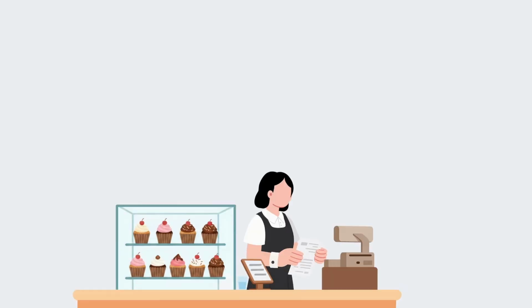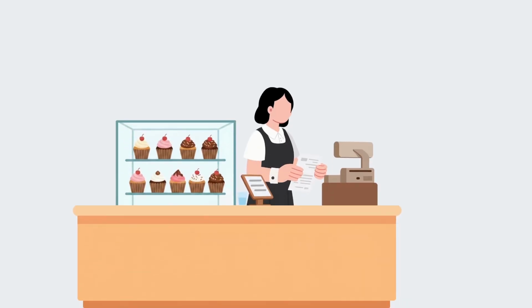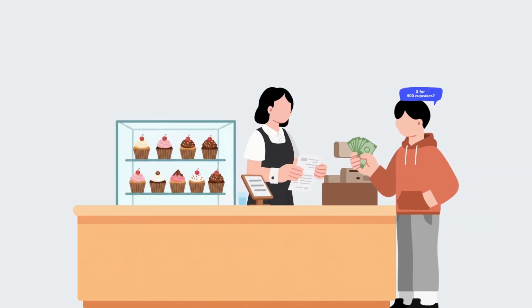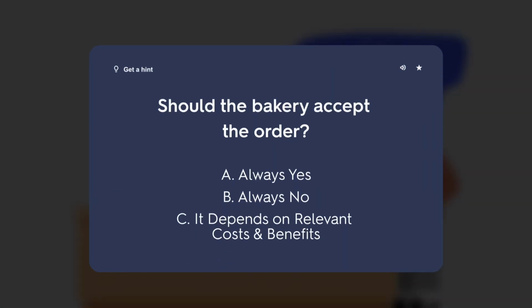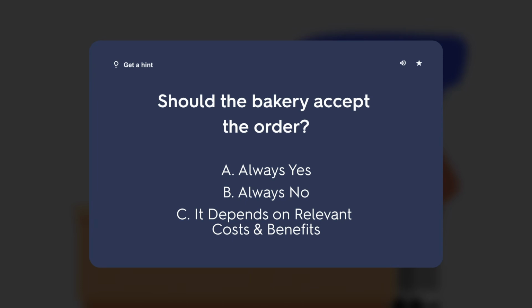Pop quiz. A bakery has extra capacity, and a customer offers a low one-time price for 500 extra cupcakes. Should the bakery accept the order? A. Always yes. B. Always no. Or C. It depends on relevant costs and benefits. Lock in your answer. We will come back to it.